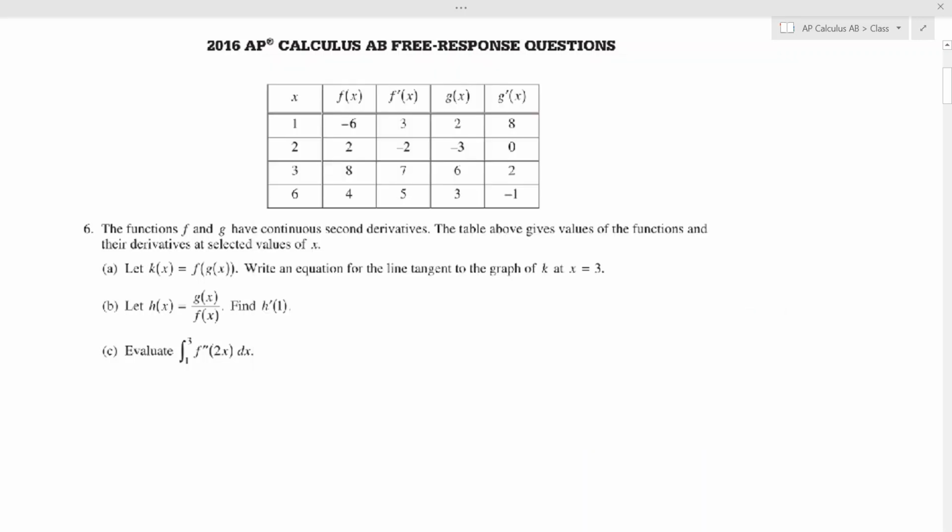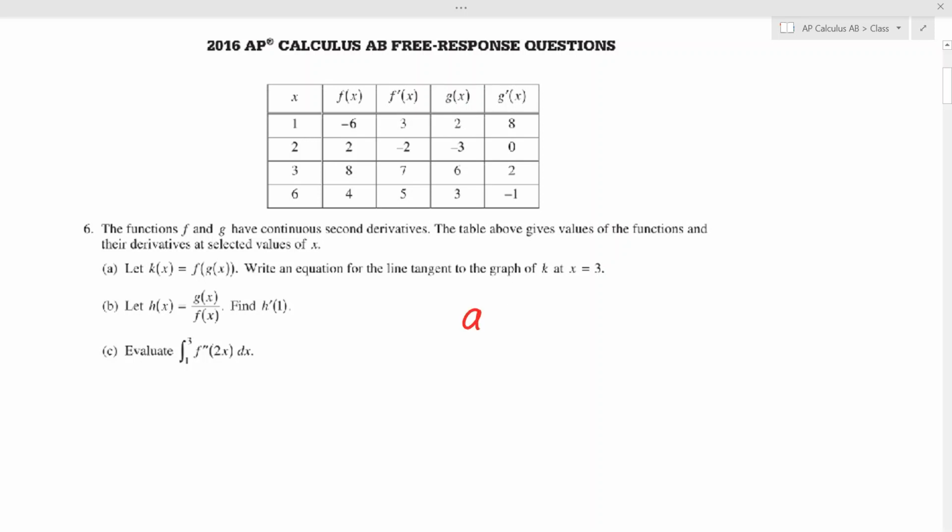So checking 2016 number 6, you got this table here. They're telling us a couple things. F and G have continuous second derivatives, which means their first derivatives are also continuous, which means they're also continuous, okay? And these are twice differentiable. And the table above gives us some values. And they want, if K is F of G, find an equation for the tangent line for K at 3.